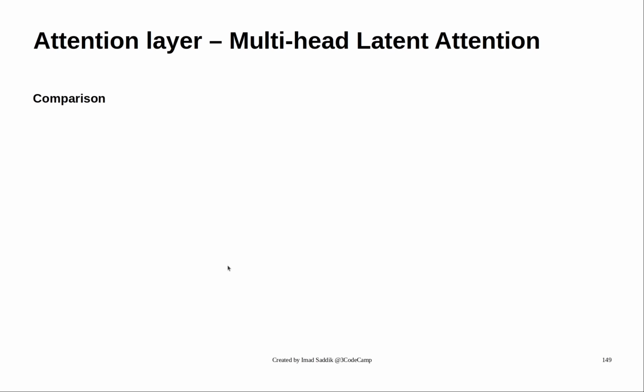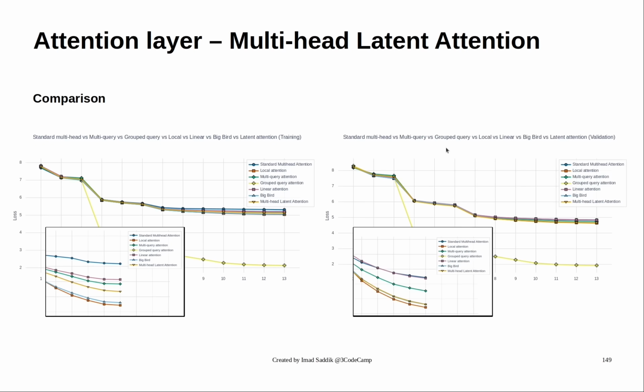Now let's compare the results. Again, we have the graphs for training and validation, and here multi-head latent attention is this curve. You can see that here in validation, it is very close to local attention. Again, take these results with a grain of salt, because we might get different results if we decide to change the hyperparameters or how many batches we include in the testing. And as you can see, we get results better than MHA, even though we reduced the KV caching.